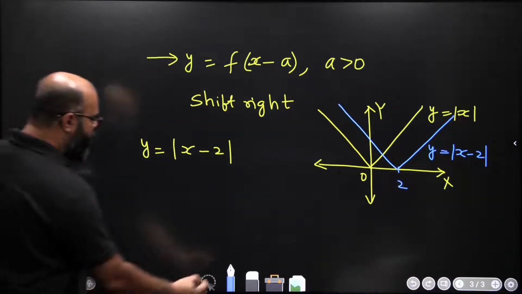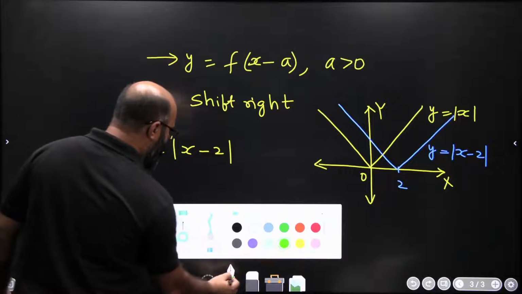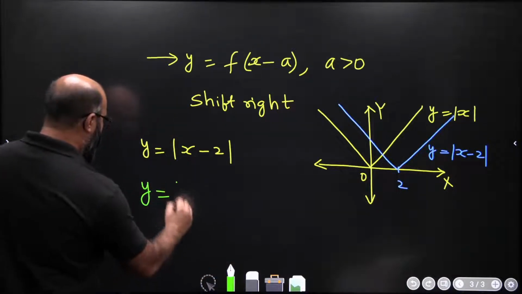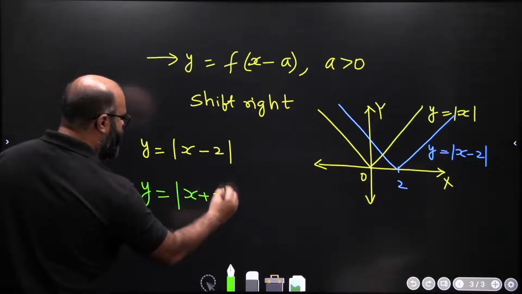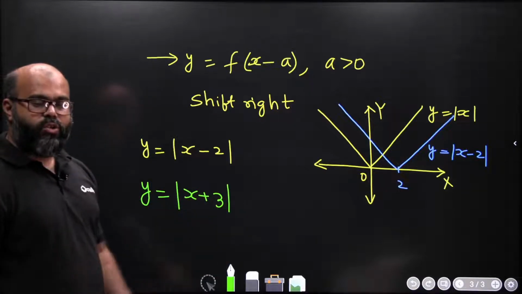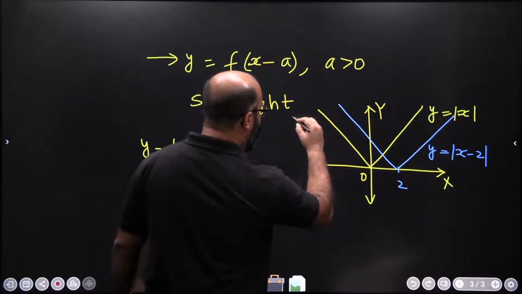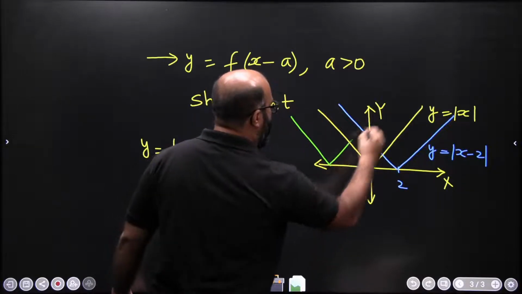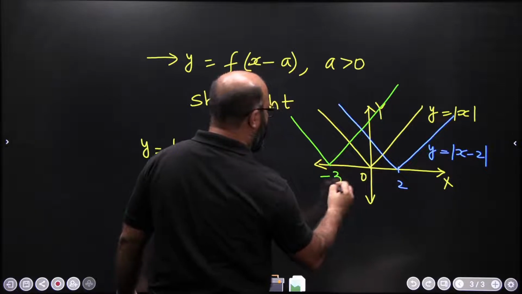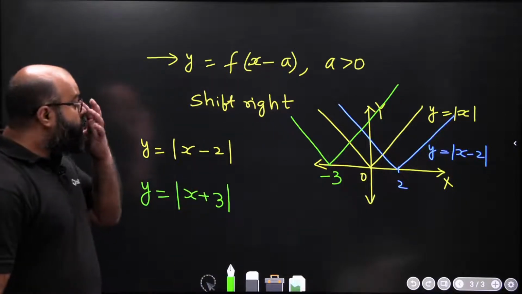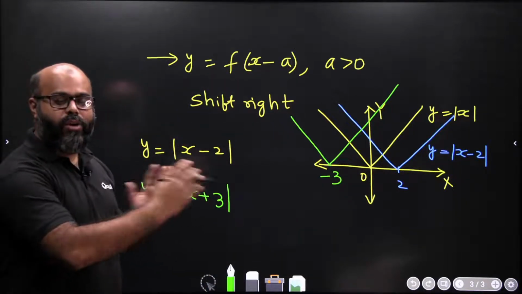If I take the graph of y is equal to mod of x plus 3, what will happen? It will shift to the left by 3 units, like this, here and here. So this is minus 3. So this is how it is shifting horizontally, right or left depending on the sign.